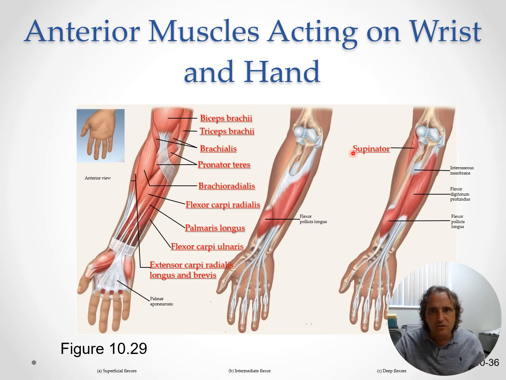One quick thing, the supinator. Supinator is very, very deep. You can't see it on this model. I can remove everything, but it's right up against your humerus and your radius. You can see it on another model, but because I don't know which modality you're taking this test, supinator will not be on your final. But all the other ones you see could be.